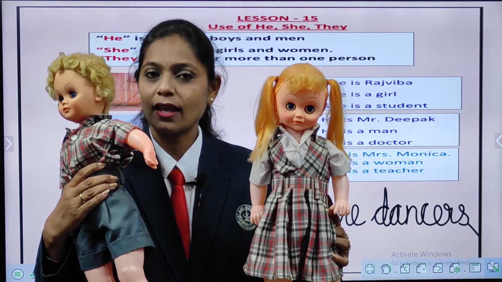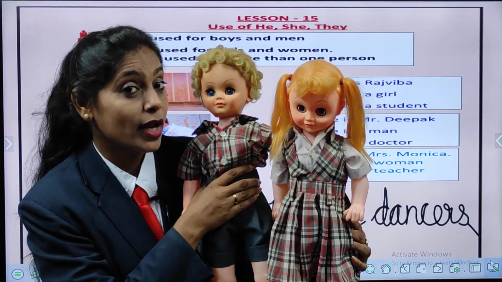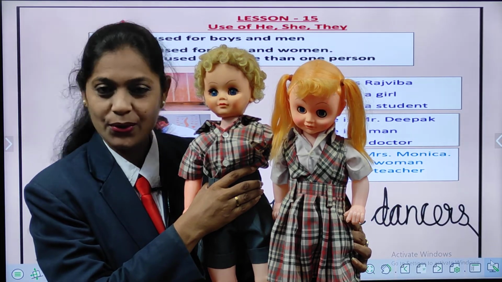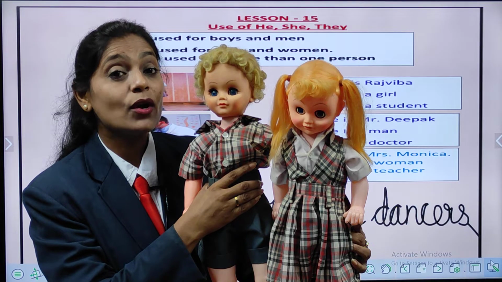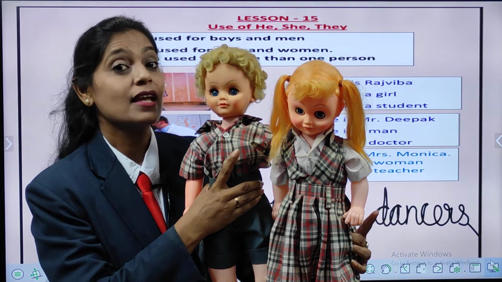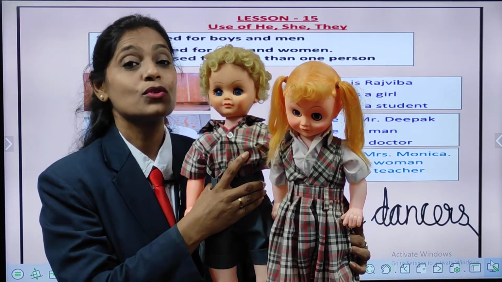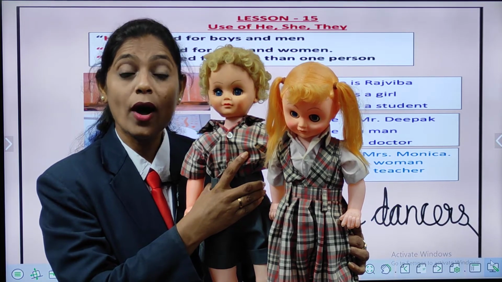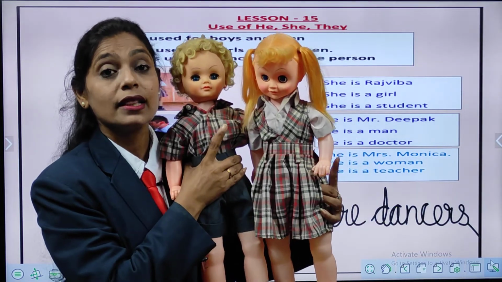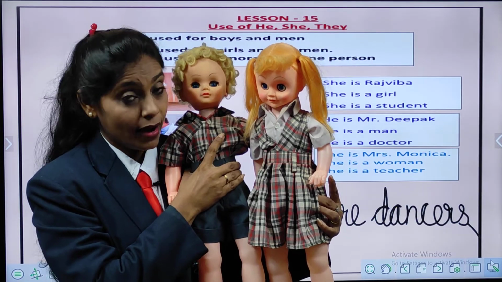But, you know one thing, when I talk about both of them, two of them, what am I going to say? Am I going to say she or he? No. I will say they. What will I say, children? They are children. Yes. They are students because they are wearing uniform. So, when we talk about more than one, we say they. So, what am I going to say? They are students or they are children, right?